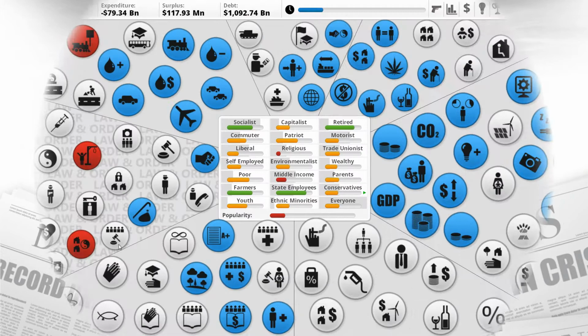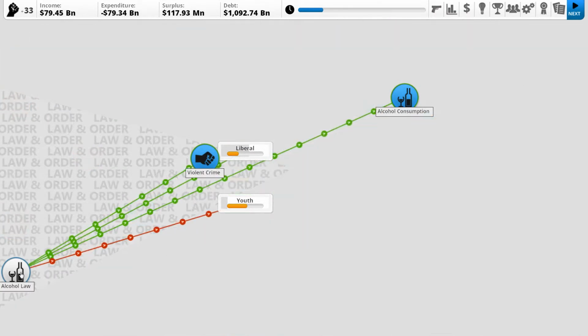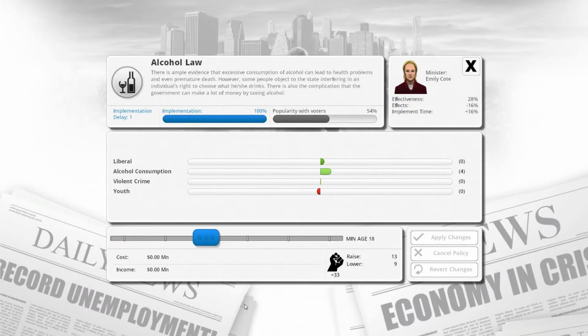No, science funding doesn't seem to do it. What about alcohol law? This increases violent crime and alcohol consumption. Our minimum age is 18. There would be an increase in violent crime. Oh no, I guess decrease. Really? There's a decrease in violent crime when you raise the drinking age? I'm kind of surprised by that.